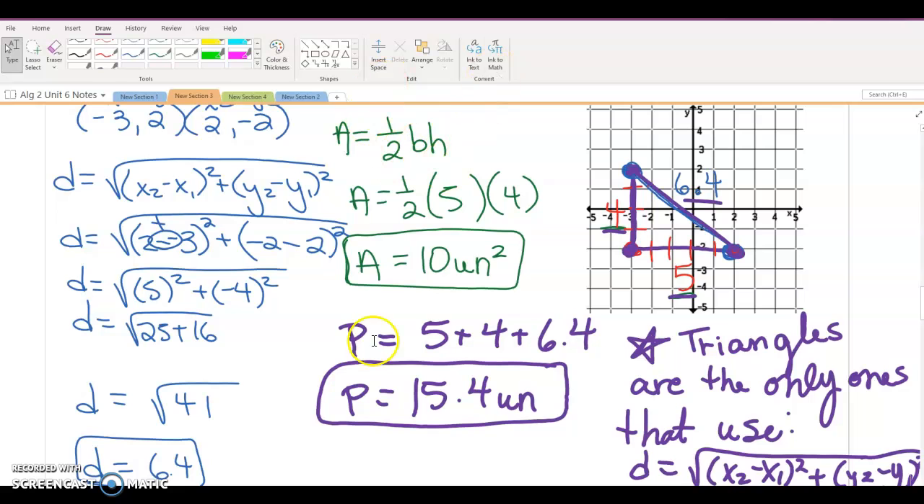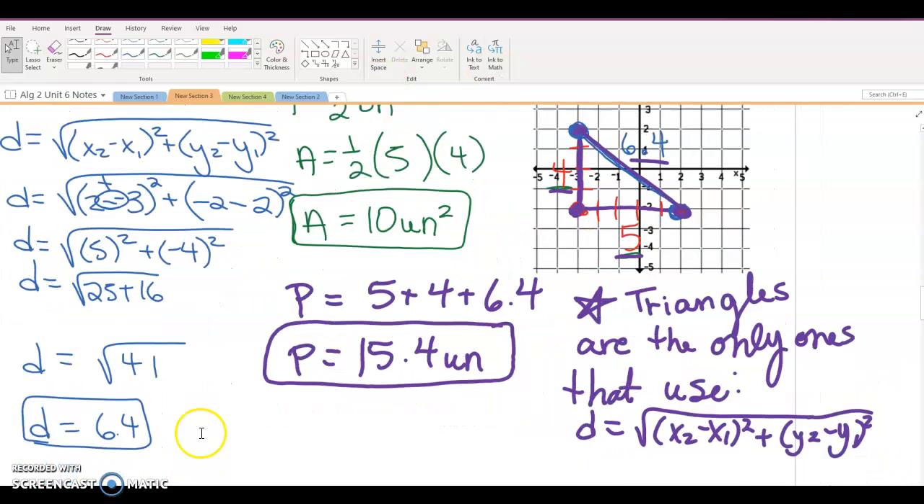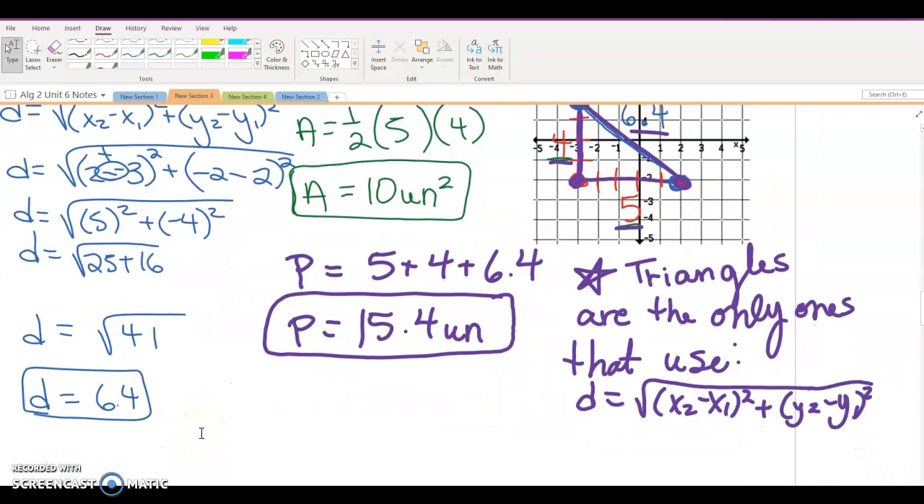Said that wrong. I'm sorry about that. So we'll slide that over, slide that down. There we go. So triangles are the only ones you have to use the distance formula for. The other ones you can just count. But triangles have that diagonal, and because they have that diagonal, we have to find that distance. And we're good.